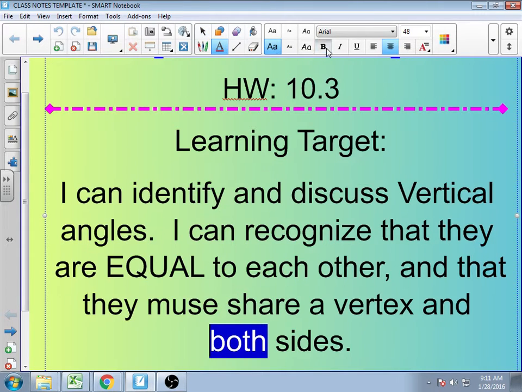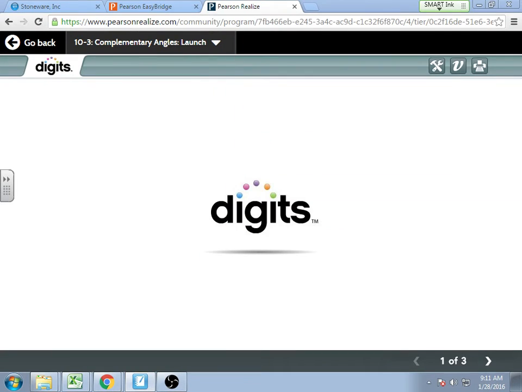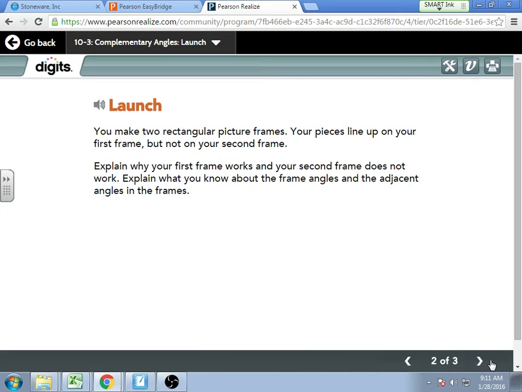So how's that different than what we did yesterday? What did adjacent angles share? Oriana? Adjacent angles only shared a vertex and one side, not both. They shared a vertex and a side. What was the other kind of gray rule about vertical angles?